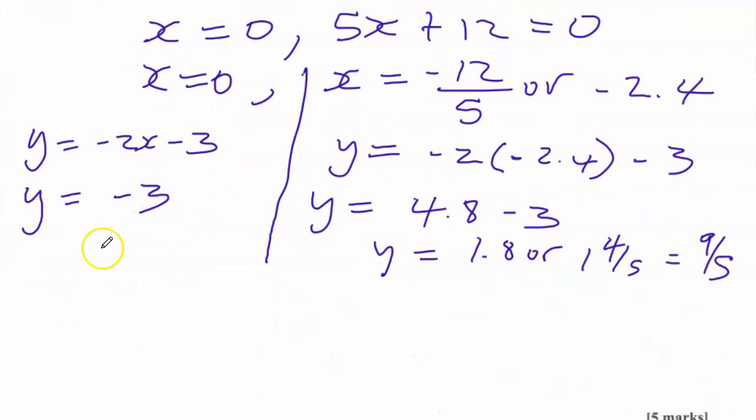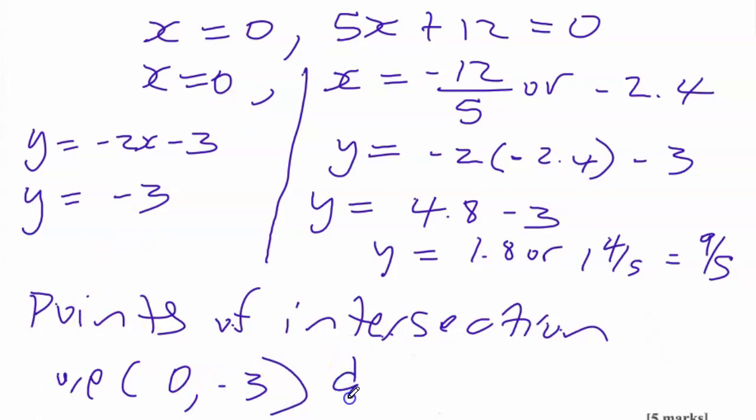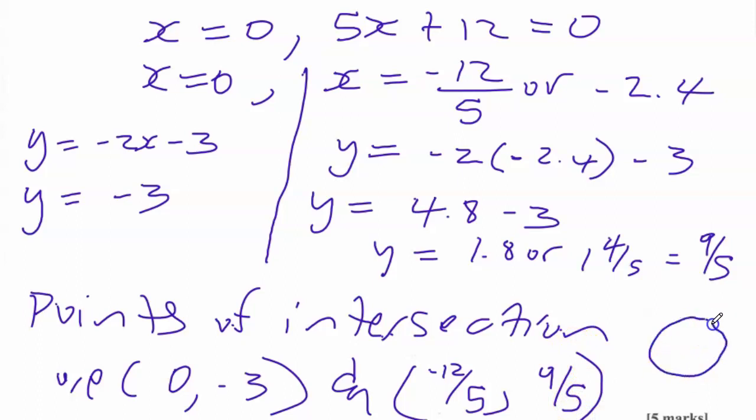So the points of intersection between the curve and line are when x is 0, y is minus 3, and when x is negative 12/5, now put them in fractions, y value is positive 9/5. Alright? So we have a circle and we have a line, which intersects the circle twice. Alright, let's move on.